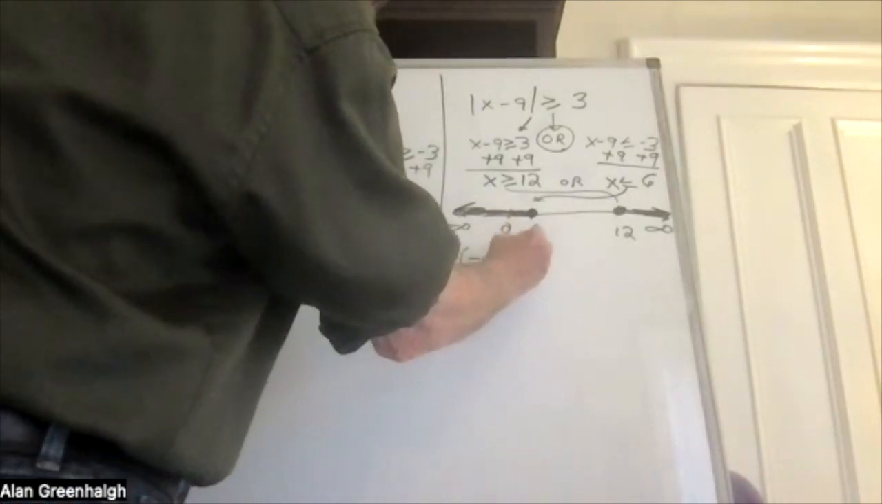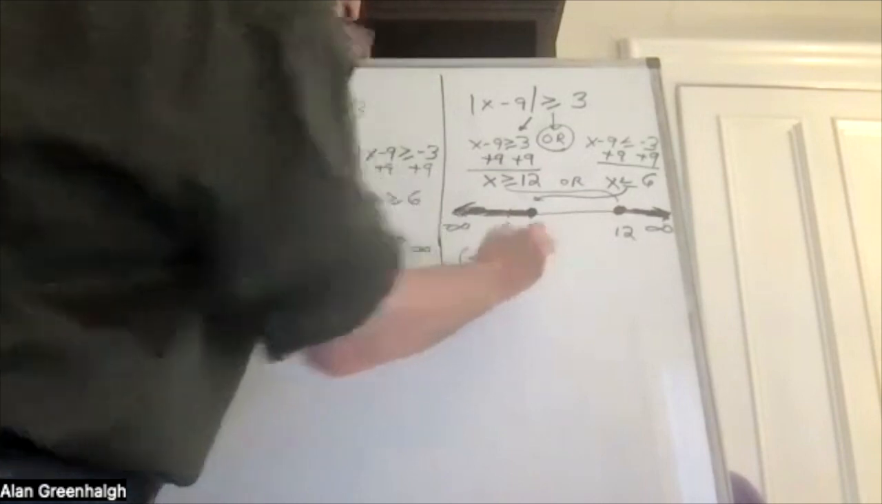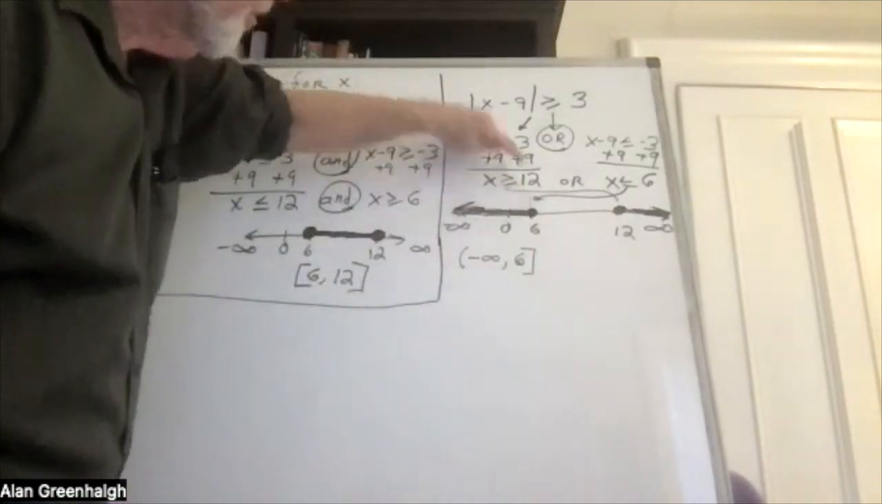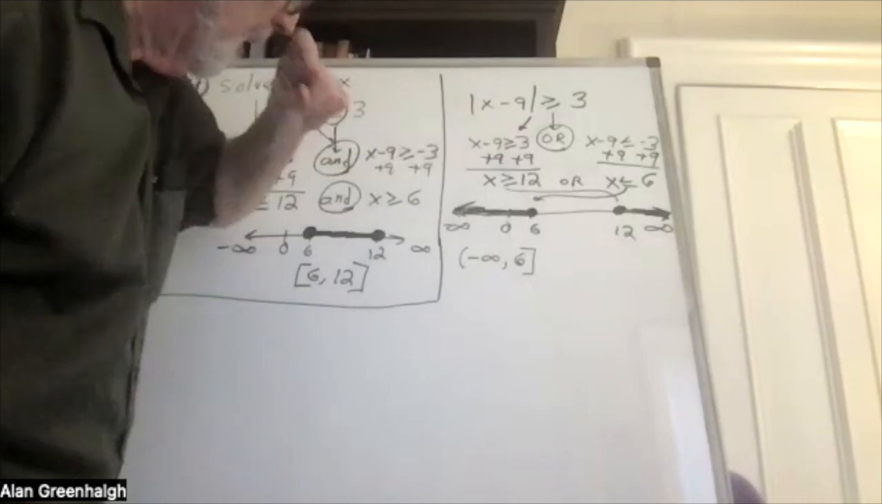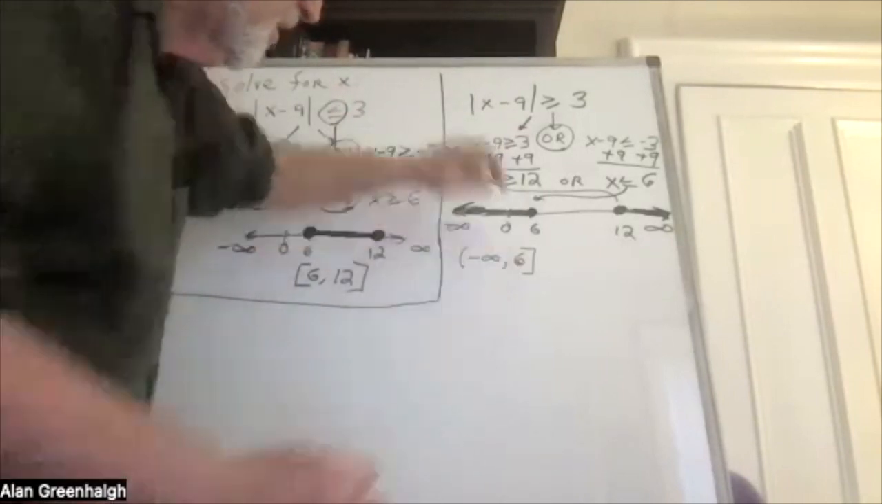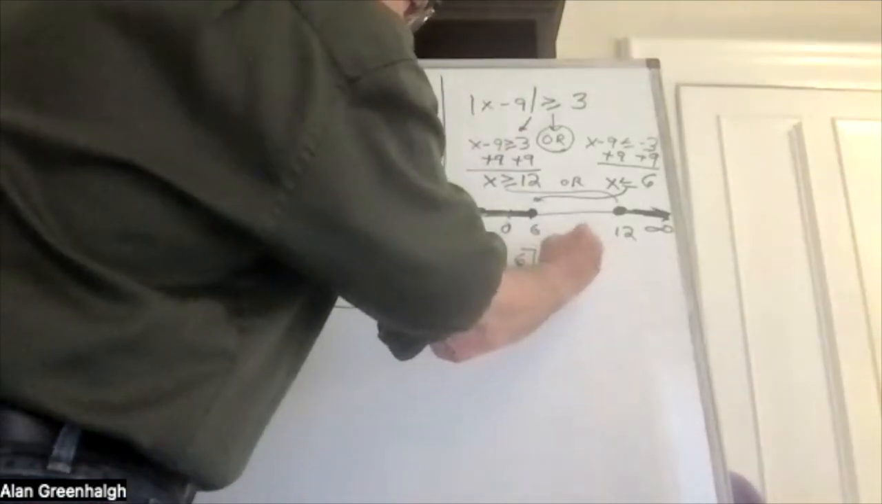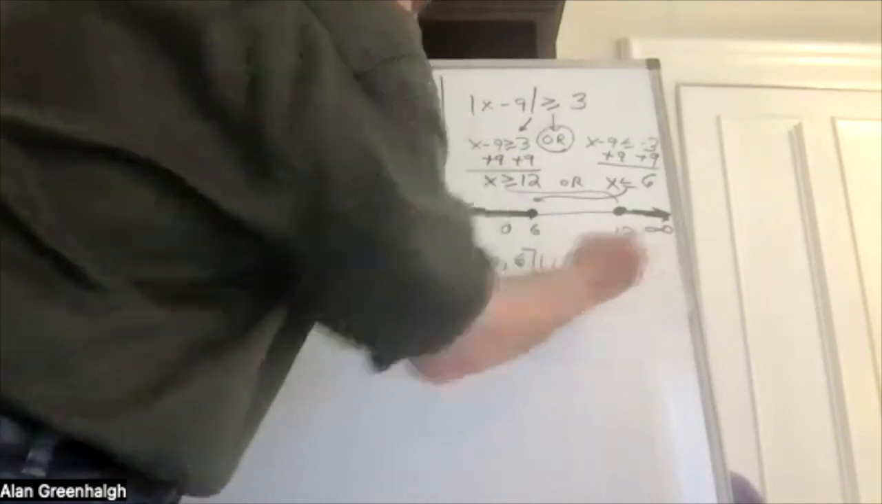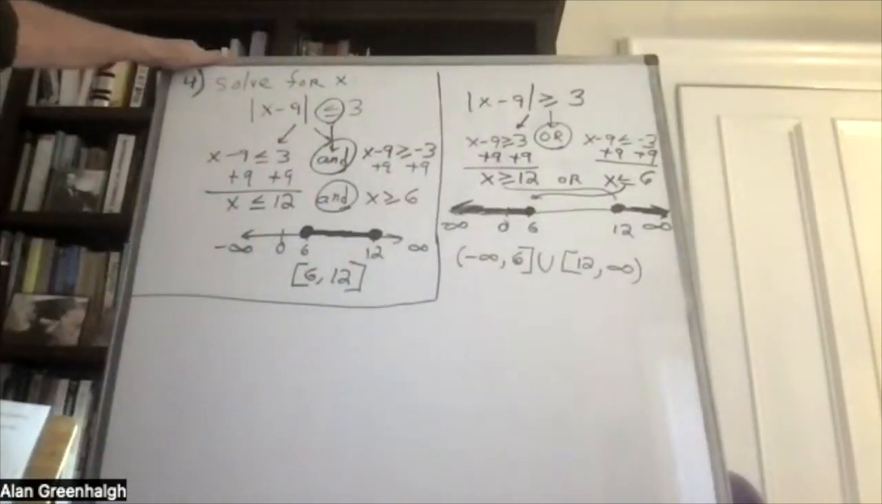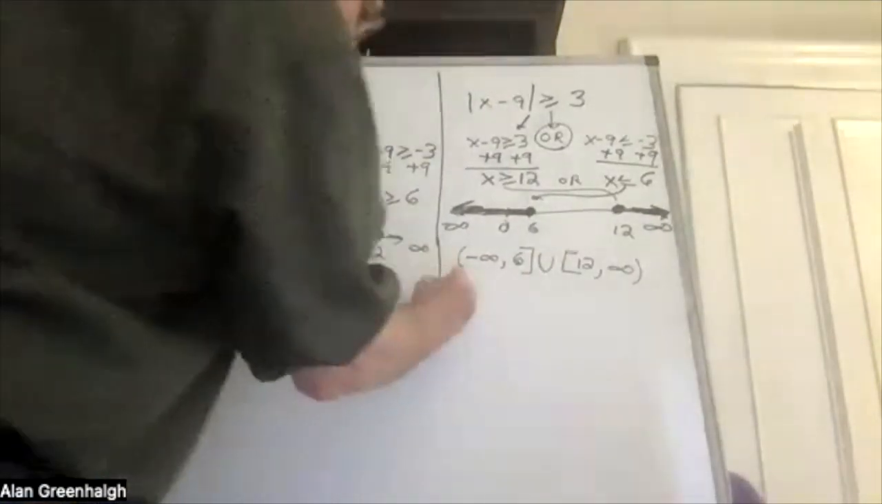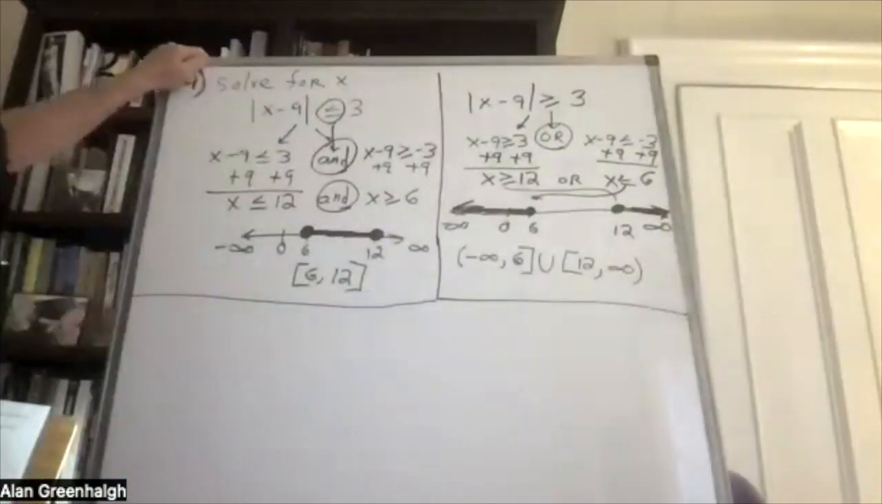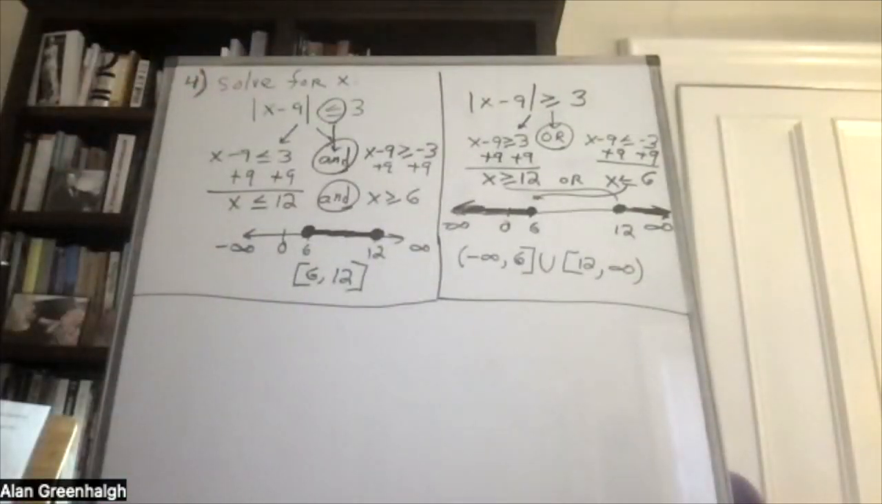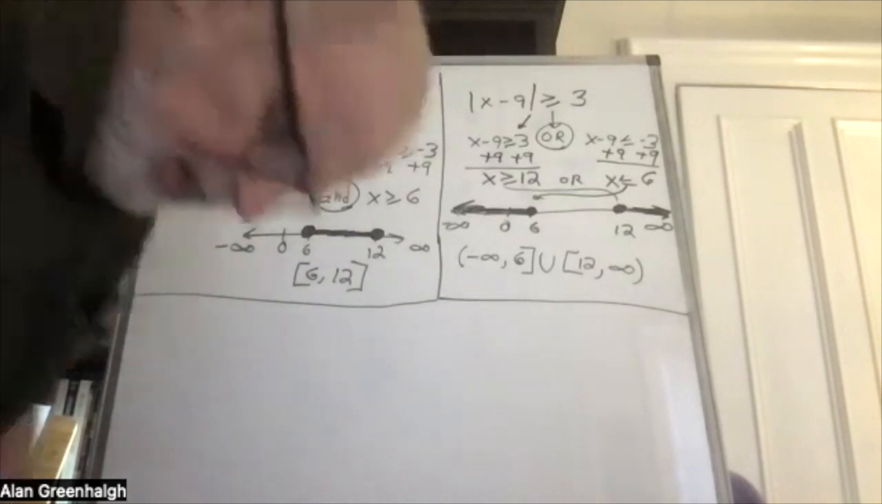Negative infinity, 6 in bracket, because that's a shaded in circle, because that's a line under there. So that's negative infinity to 6, or 12 to infinity. And that's the two possibilities. You will get one of them on the test, so I would suggest knowing both, just in case.